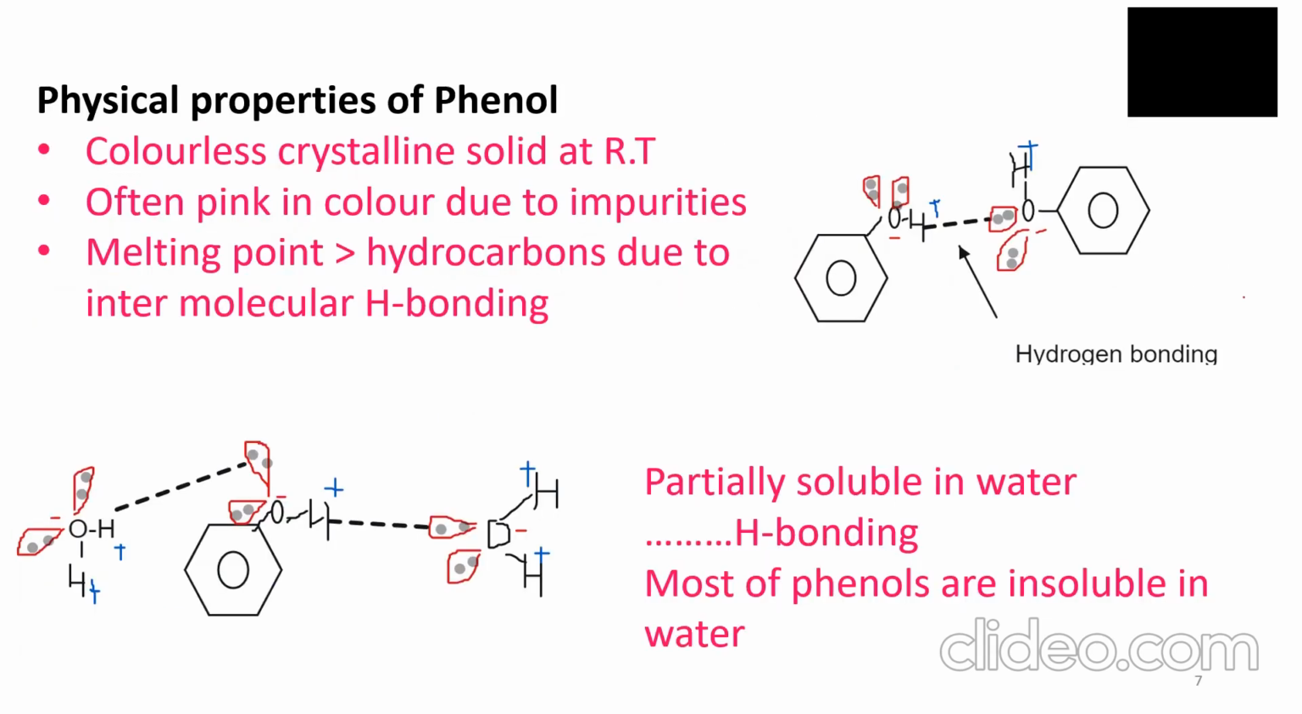Physical properties of phenols. Phenols are crystalline solids at room temperature and they are pale pink in color due to the presence of impurities. The melting point of phenol is higher than hydrocarbons, again due to intermolecular hydrogen bonding. And phenols are partially soluble in water due to hydrogen bonding, but are less soluble than alcohol because of the presence of this benzene ring. And most of the phenols are insoluble in water.